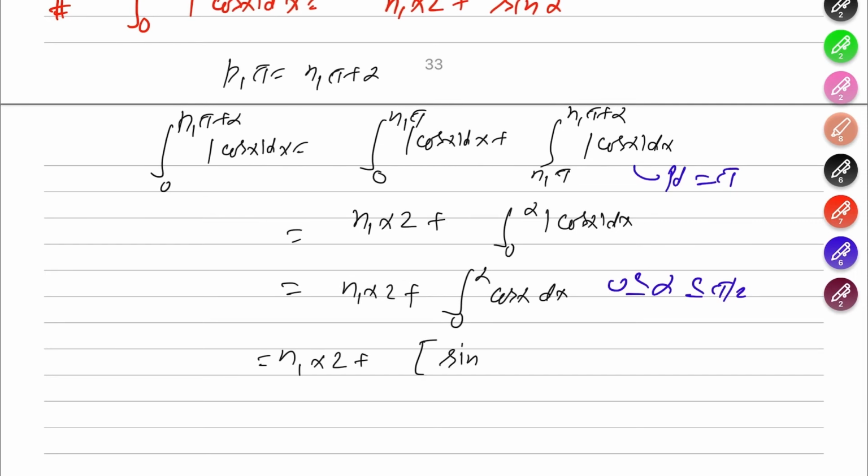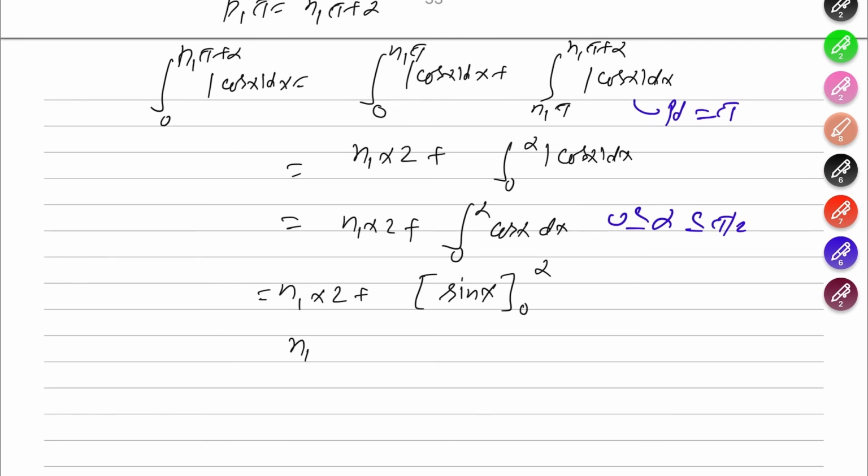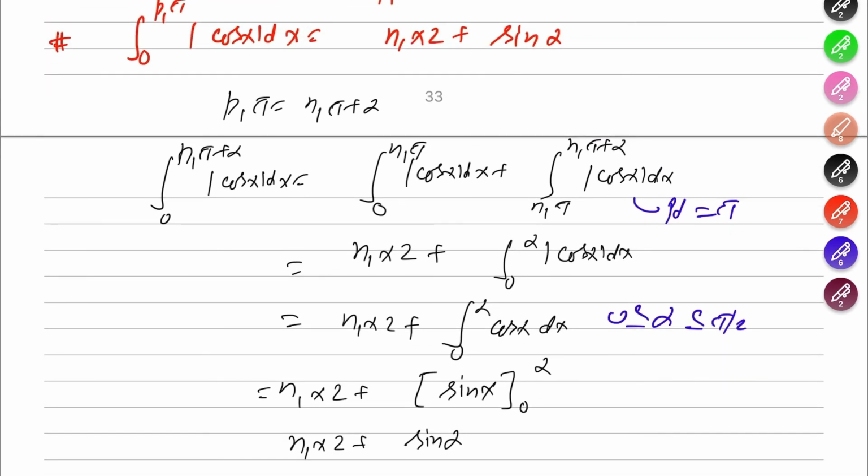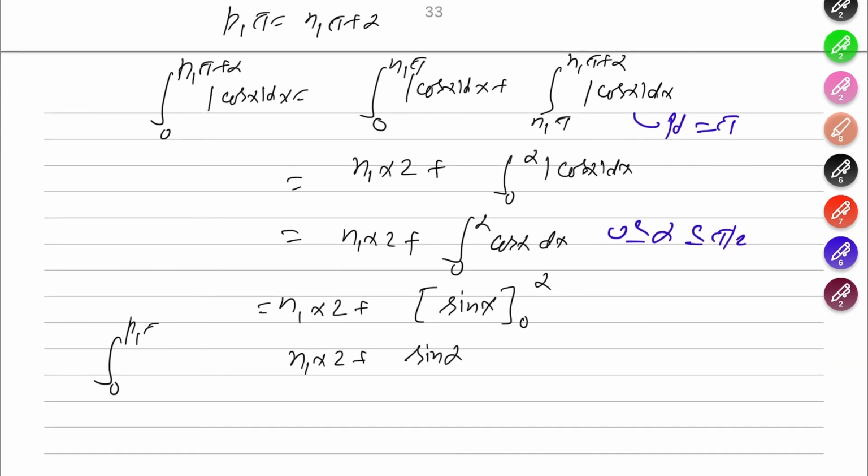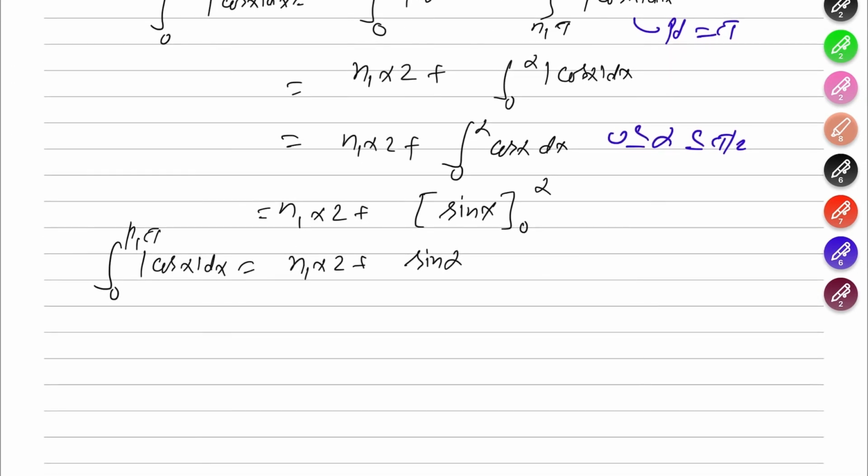The integration of cos x is sine x, and we put the limits from 0 to alpha, so that is nothing but n1 into 2 plus sine alpha. So the integral from 0 to p1 pi of mod of cos x dx is n1 into 2 plus sine alpha, where it is important that p1 pi is written as n1 pi plus alpha, where alpha is from 0 to pi by 2. Only then does this modulus of cos x convert into cos x.